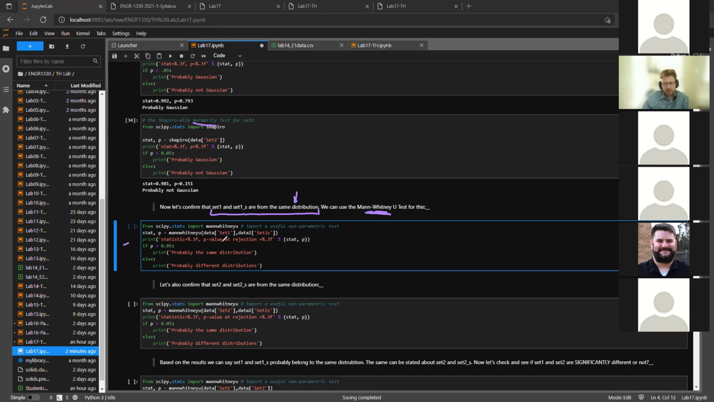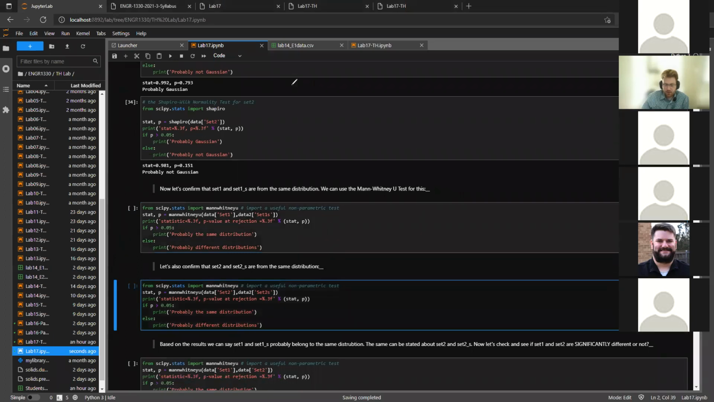So we already have our data. We got our null hypothesis. We're going to run our black box test, which is Mann-Whitney. And then it's going to tell us with a 95% confidence, should we reject the null hypothesis that we have here? So let's run it and see what it says. And we're going to do the same thing in the next cell for set 2 and its random sampling.